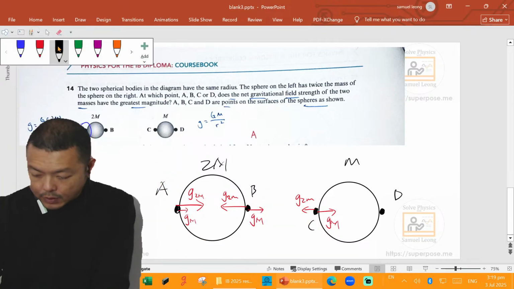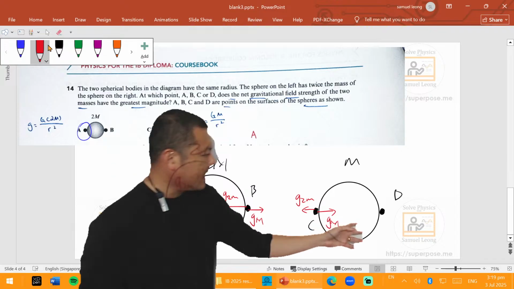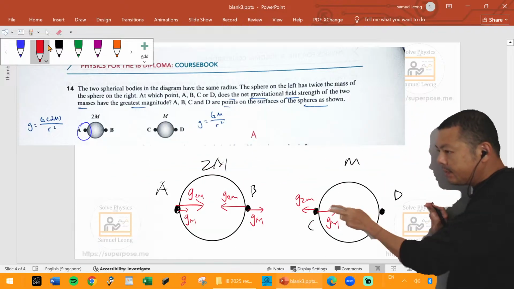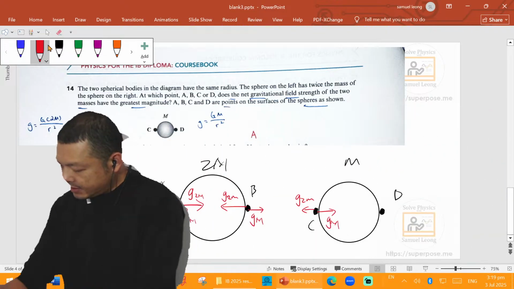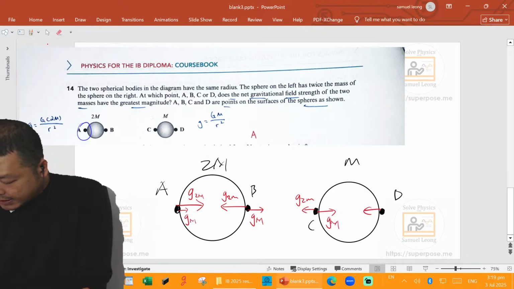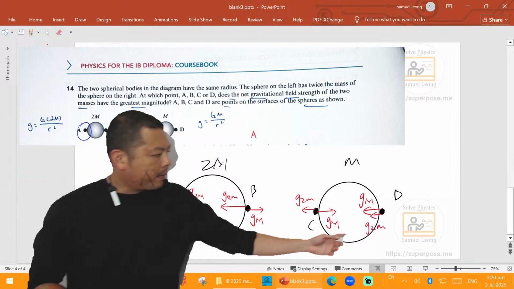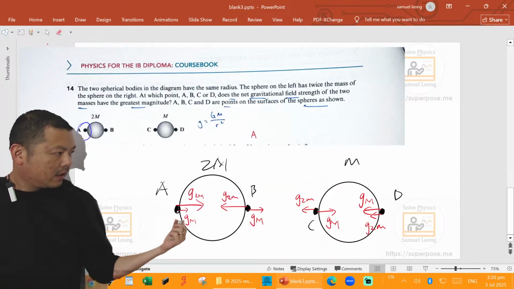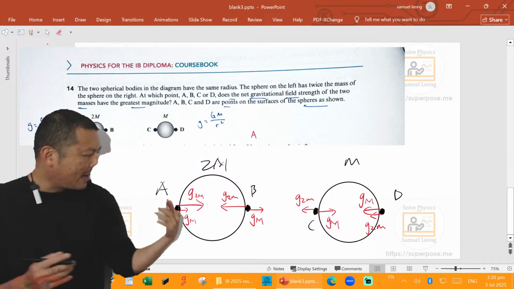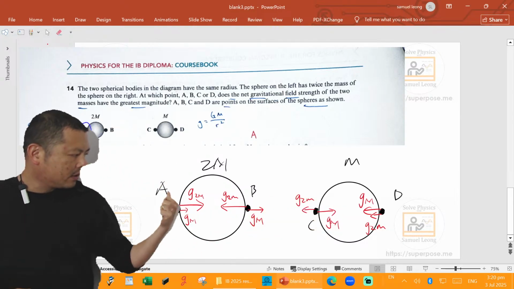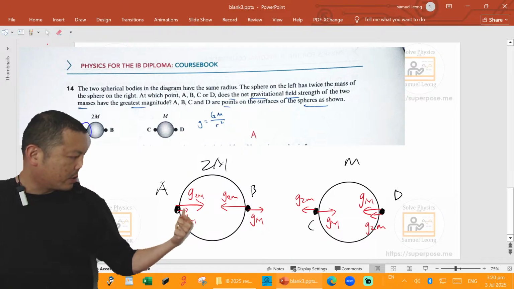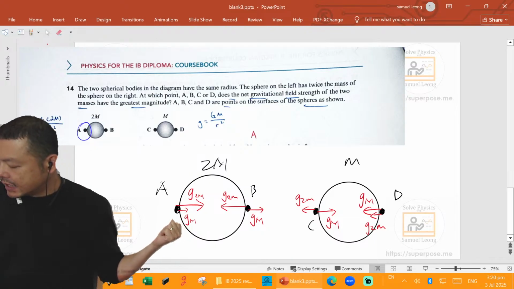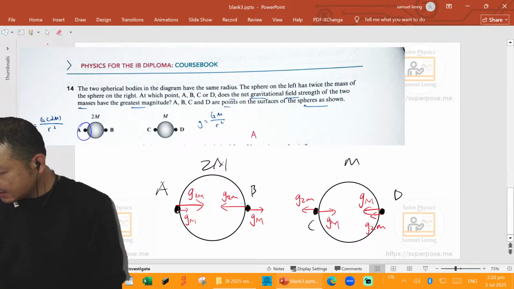And then for the last one, point D, you might be thinking, isn't it both of them pointing in the same direction again? Yes, it is. So this will be GM, and this is G2M. But 2M is much further away from D. So if you compare A and D, A will definitely be bigger because the field strength from 2M is much stronger. It's just that there's the additional small GM there. So, okay?